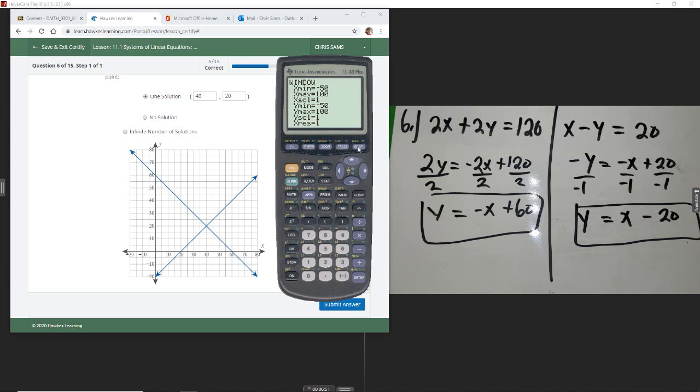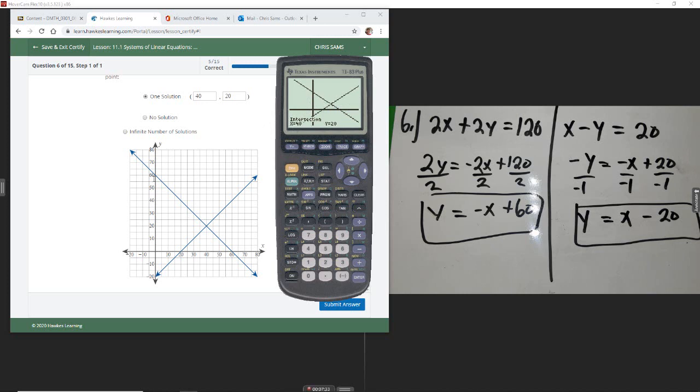So now when you graph it, we're kind of zoomed out. Now we can see the lines. And now if you hit second trace 5 and then enter 3 times, you get that ordered pair 40 and 20. Okay, if you can see the intersection, the calculator will graph it. It will still graph it or give you the solution if you can't see it, but it has to be within the range of x. So let me show you what I mean here. So you can see the answer is 40, 20.